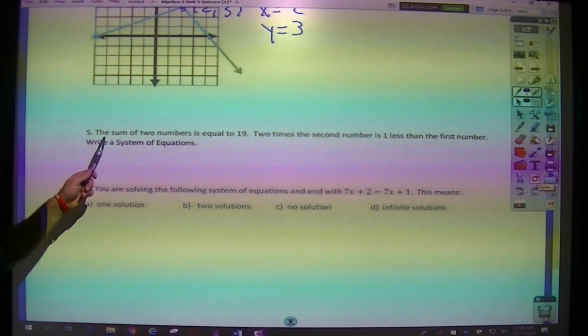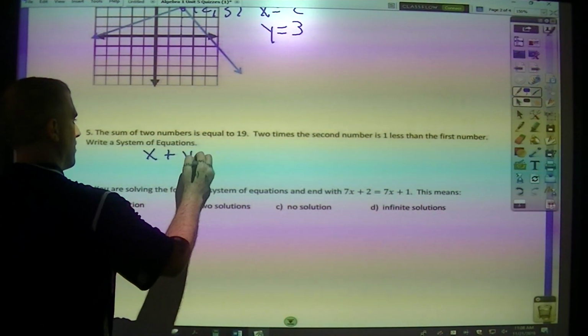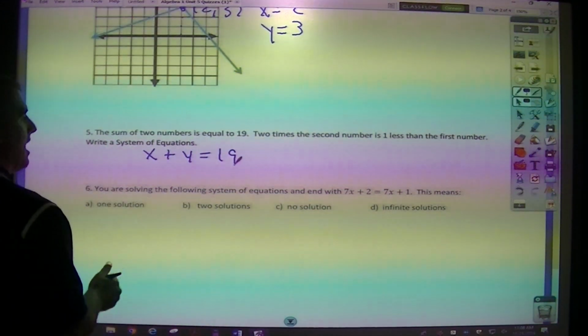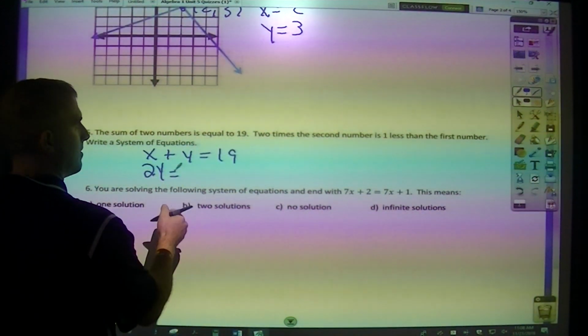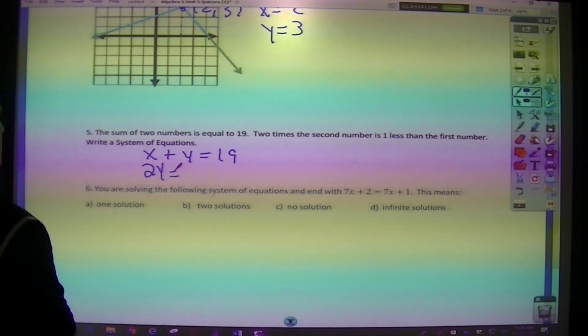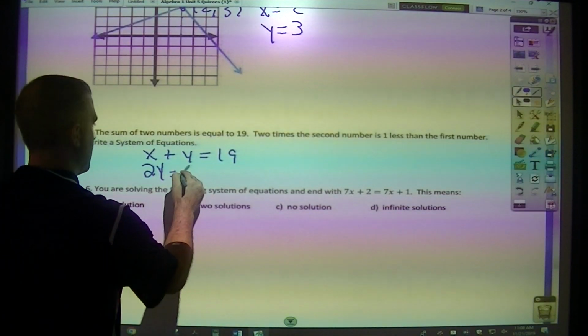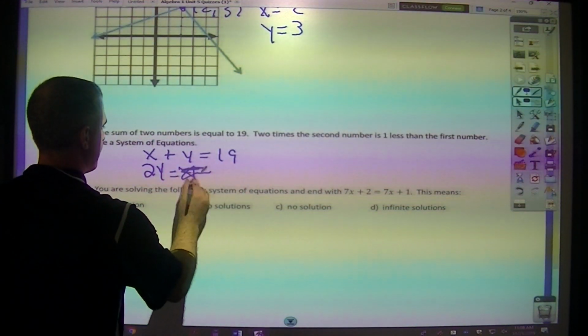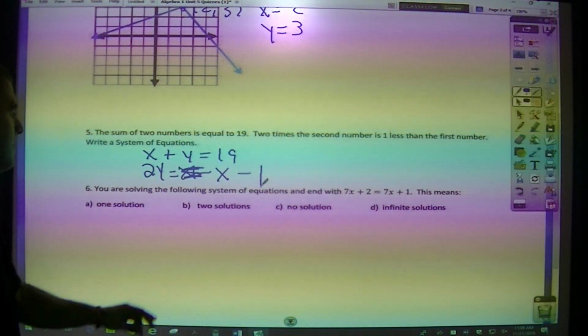Okay, the sum of two numbers is equal to 19. All right, 2 times the second number is 1 less than the first number. 2 times the second number is equal to 1 less than the first number. Remember, once again, less than flips around.